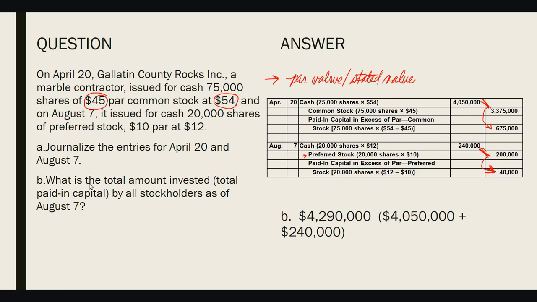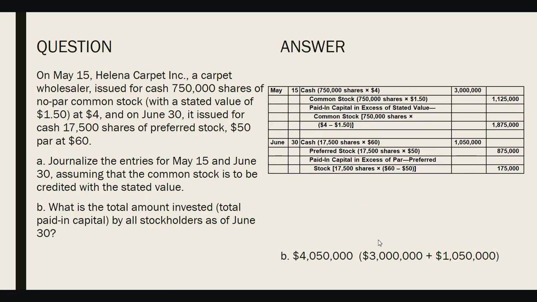The next question is, what is the total amount invested by all stockholders as of August the 7th? Well, we add up the shares that we sold for common stock and the shares that we sold as preferred stock, and it comes up to $4,290,000.